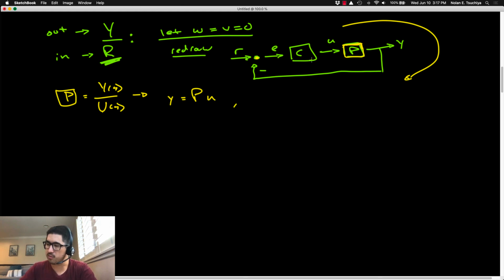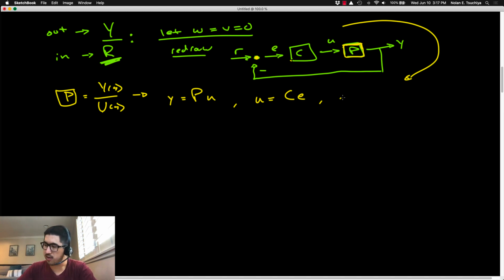The second one comes from the controller block. The controller block appears to have an output of u and an input of e. So C is equal to u over e, or another way to write that is U is equal to C times E. Okay, so again, we're just taking a lap around the block diagram and extracting as much information as possible. Like I said, if you see a summing junction, that's another place where you can extract a piece of information. And the summing junction would say that the output of the summing junction is equal to the sum of all of its inputs.